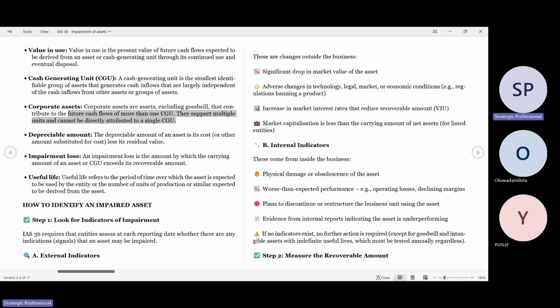So before I move to how to identify an impaired asset, I don't know whether there's any question or something I need to clarify before I want us to be able to understand. Because this standard is one of the most important standards in SBR.